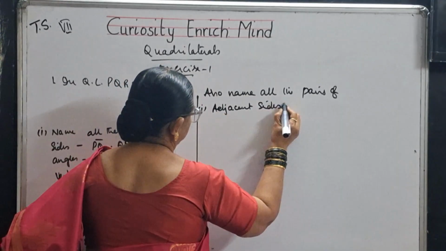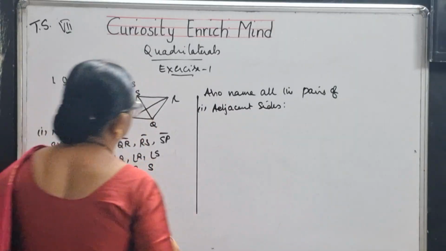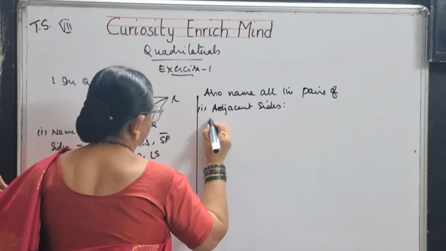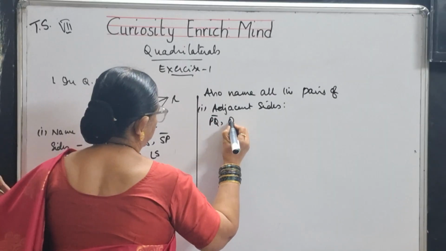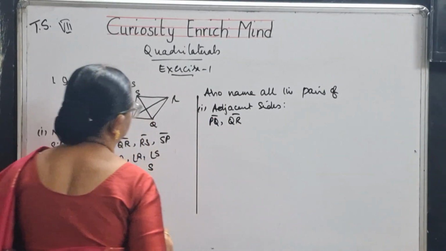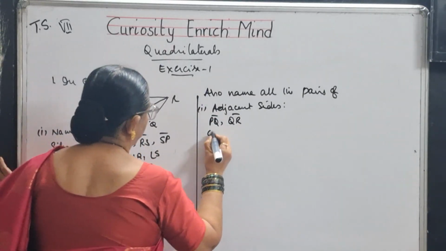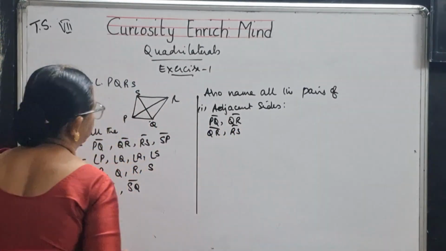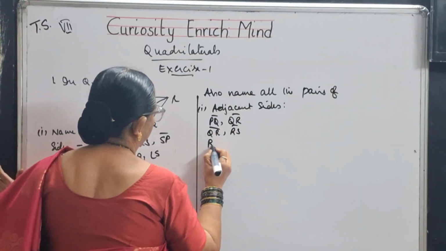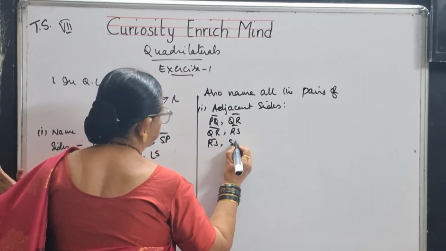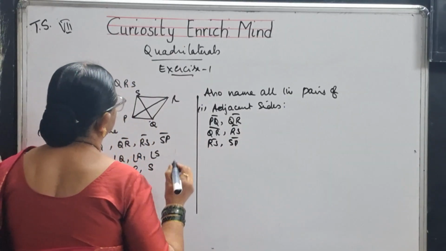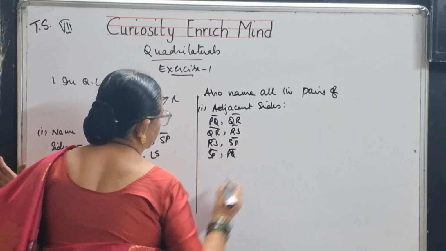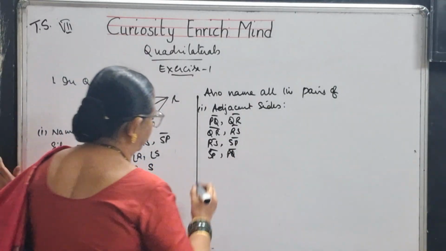Adjacent sides. So what are adjacent sides, children? The adjacent sides are PQ, QR. This is one pair of adjacent sides, and QR, RS is another pair of adjacent sides. RS, SP is another pair of adjacent sides. SP, PQ. So these all are adjacent sides.